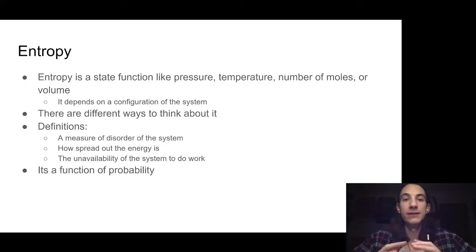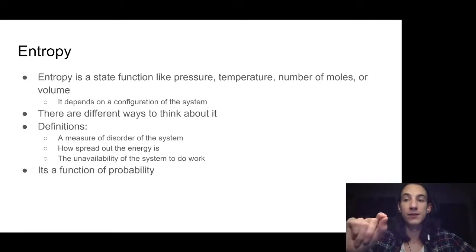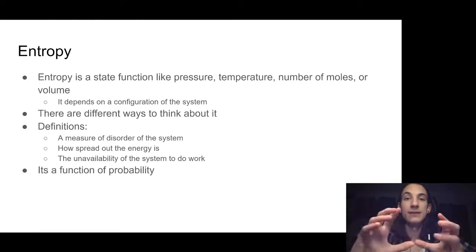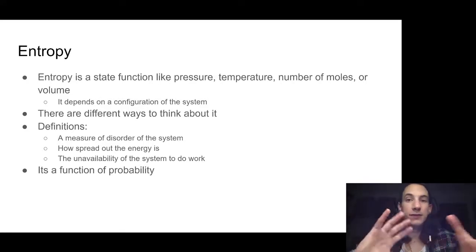Entropy is a state function, just like pressure, temperature, number of moles, or volume. If we have a specific configuration, that configuration has a property, just like we had with pressure and temperature. When we had those PV graphs, we said, at some specific point on this PV graph, this system has a specific pressure, a specific temperature, a specific number of moles, and a specific volume. That's a state. It's a property of where you're at, a property of just your system. Entropy is the same thing. It's also a property of the system. And there are different ways to think about it.